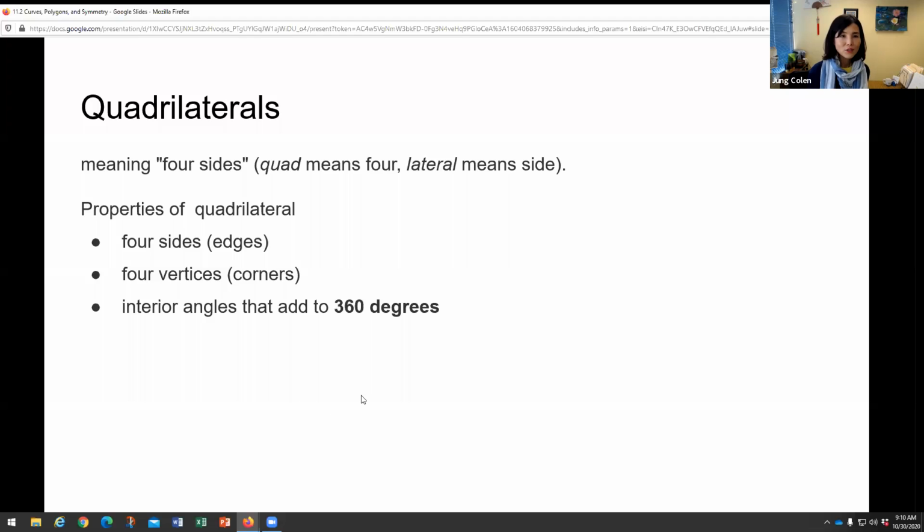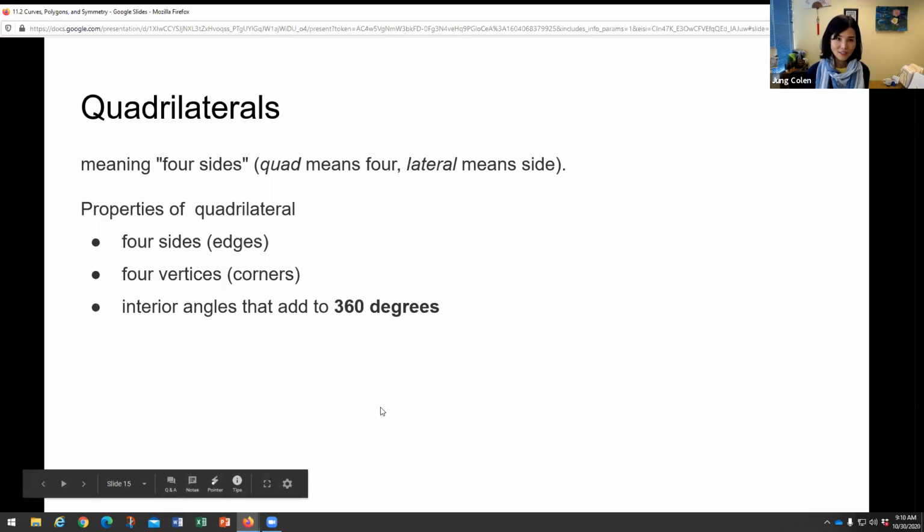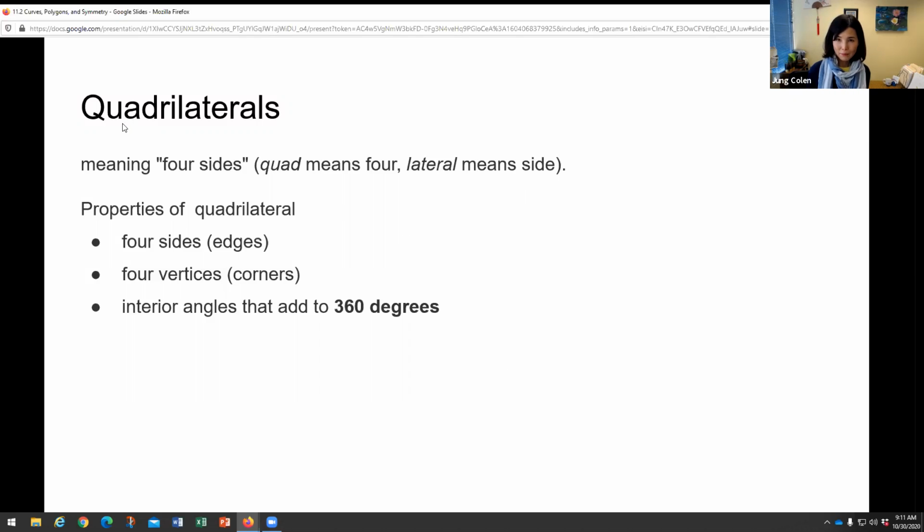So quadrilateral. Quadrilateral is the name for the polygon with 4 vertices and 4 sides, right? So quad, we know that means 4. Lateral means side, length, right? So 4 sides. Okay, there are properties for quadrilateral. We know quadrilateral has 4 sides and has 4 vertices.